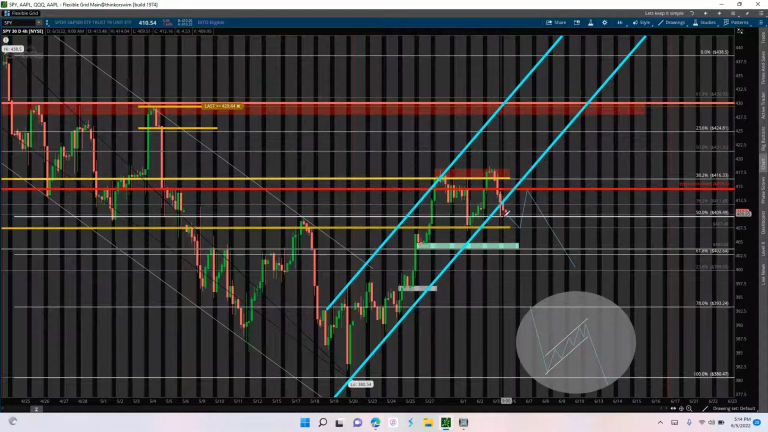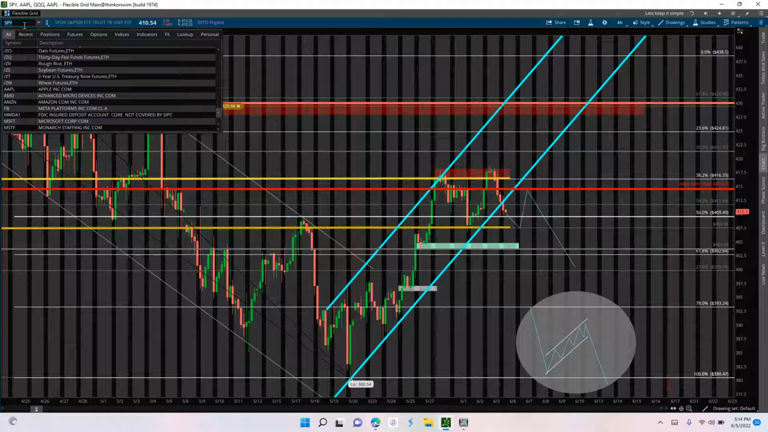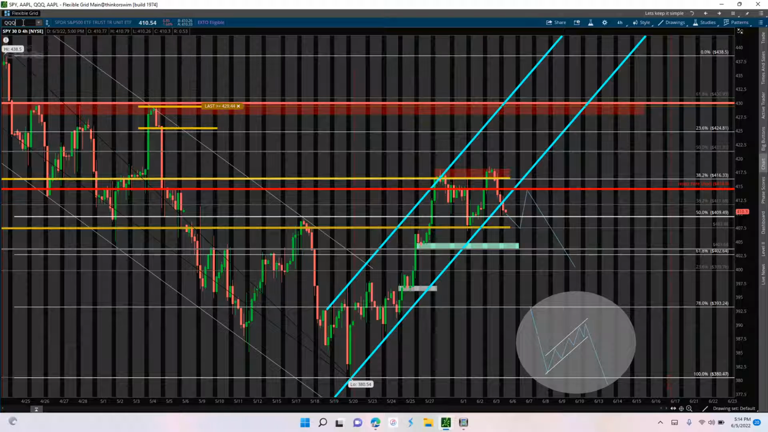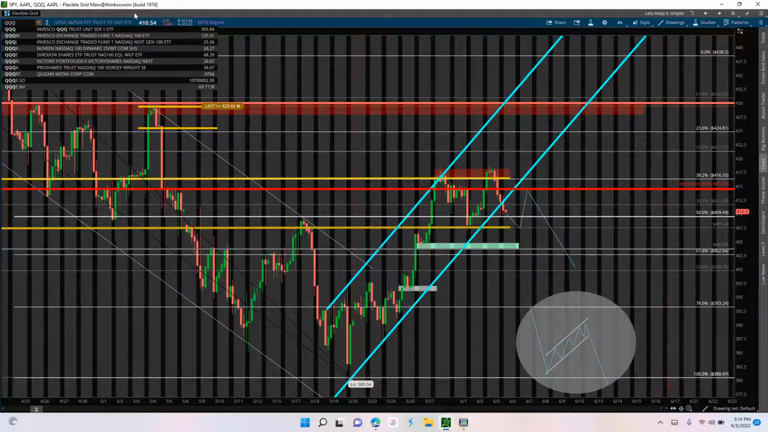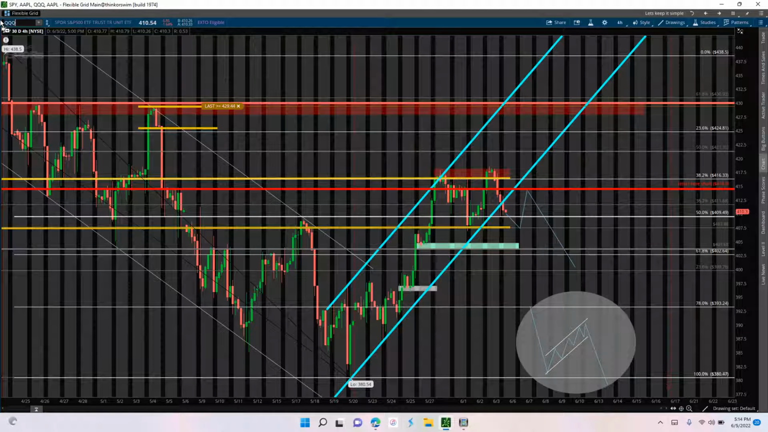Broke out, back test, reject, and continue. This is what I'm looking for. This is SPY. Let's go check QQQ. Well, before we go to QQQ, let me go down to the intraday.